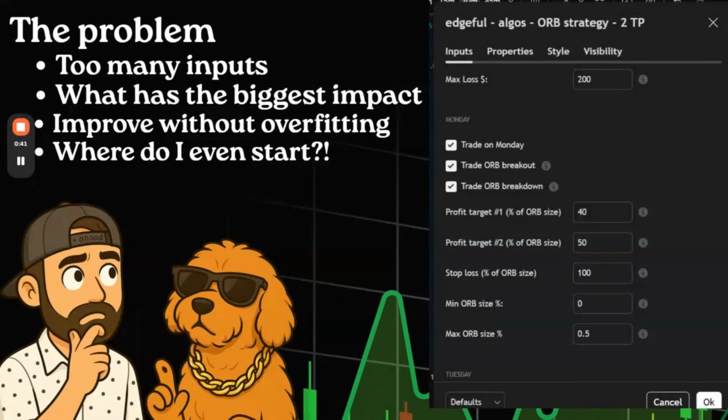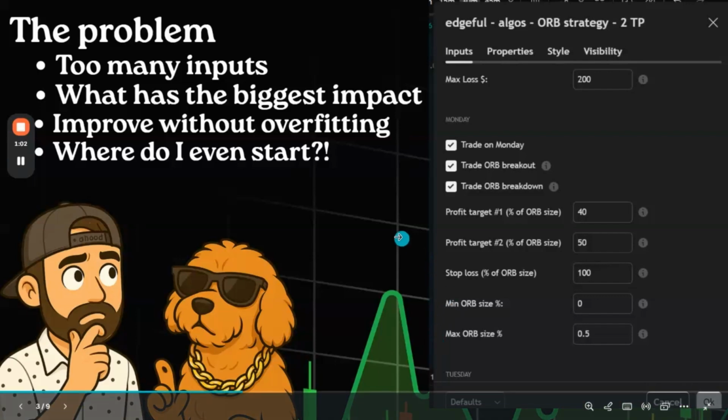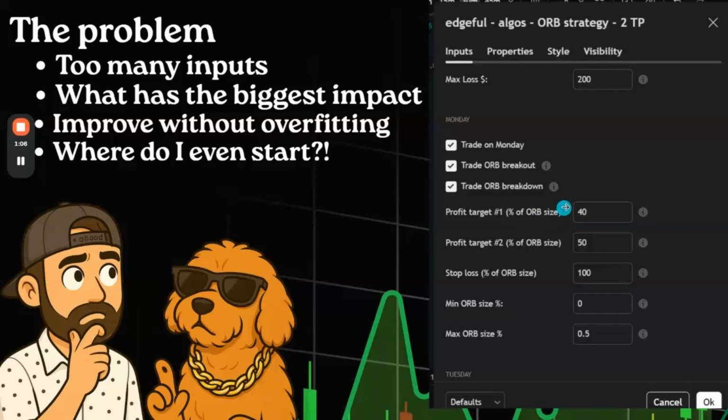When I come up with a strategy or use the strategy from Edgeful, they have the algos already there. This is the open range breakout strategy. These are actual inputs. You got your max loss. You can trade on Monday. You can skip Monday. You can do every day individually. You can do breakouts, breakdowns, profit target 1, 2, stop loss, min ORB size, max ORB size. I mean, you could go on and on. And then inside each input, you've got tons of options in terms of numbers to test and values.